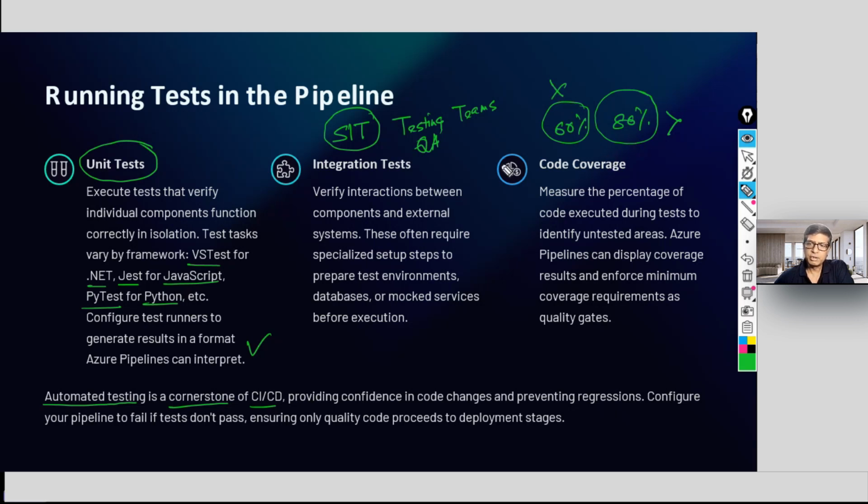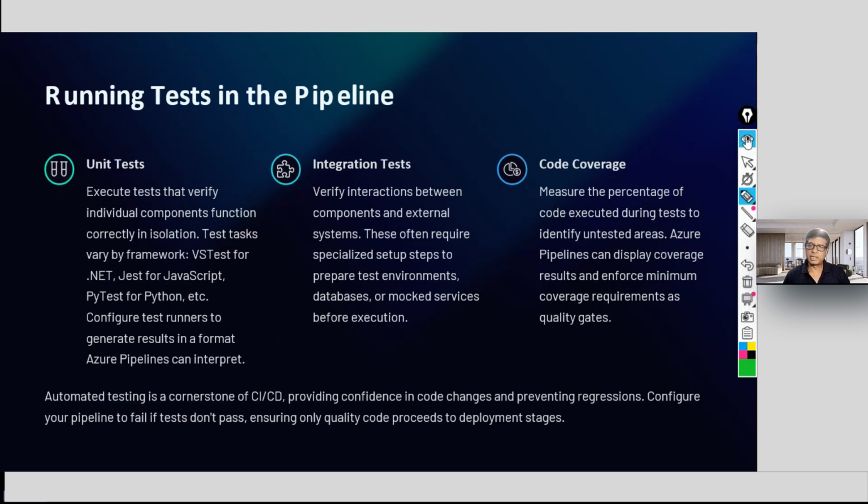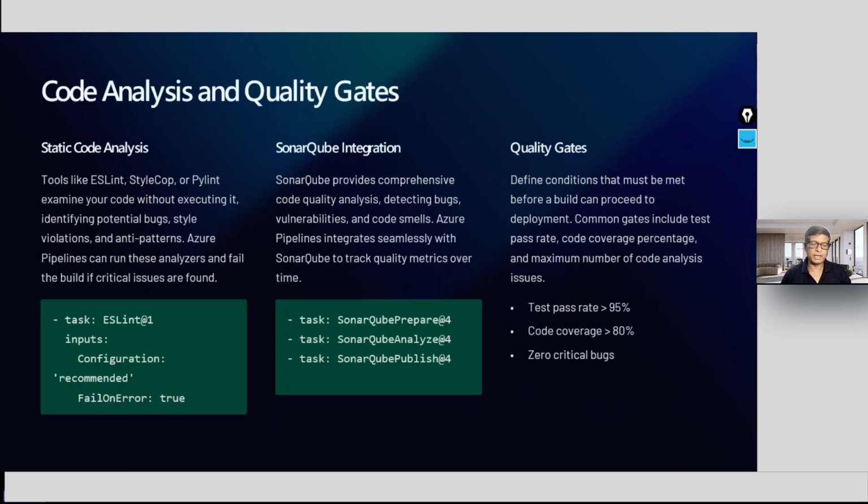You have to design your test cases in much more detail such that they can cover 80% of the code. Then it will pass the code coverage. So this will automatically be taken care of within the pipeline. That is why you use a pipeline like this.